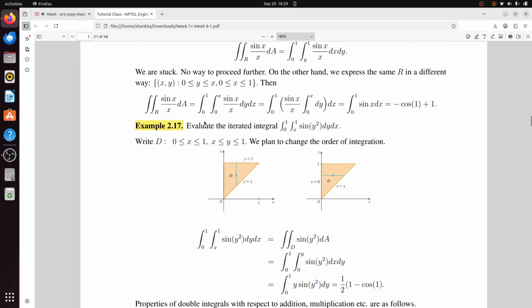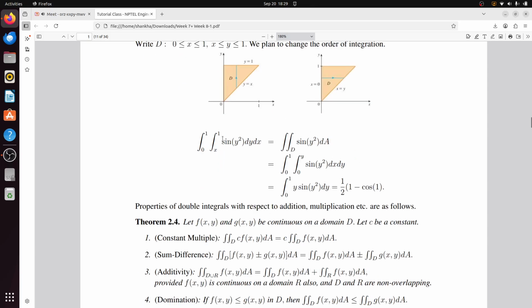Next, you need to evaluate the iterated integral from 0 to 1, x to 1, of sin y square dy dx. Write the region D: 0 less than or equal to x less than or equal to 1, x less than or equal to y less than or equal to 1. We plan to change the order of integration.